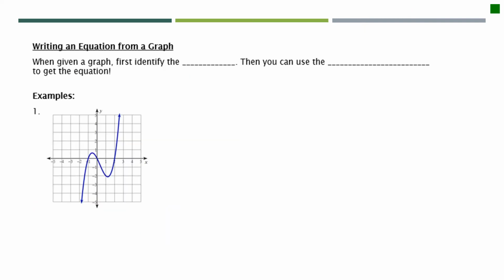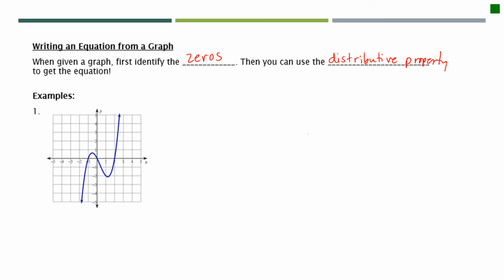When you're given a graph, instead of the zeros listed as numbers, the first thing you want to do is identify the zeros from the graph. And then you're going to use the distributive property to get the equation, just like we have for all the previous ones.